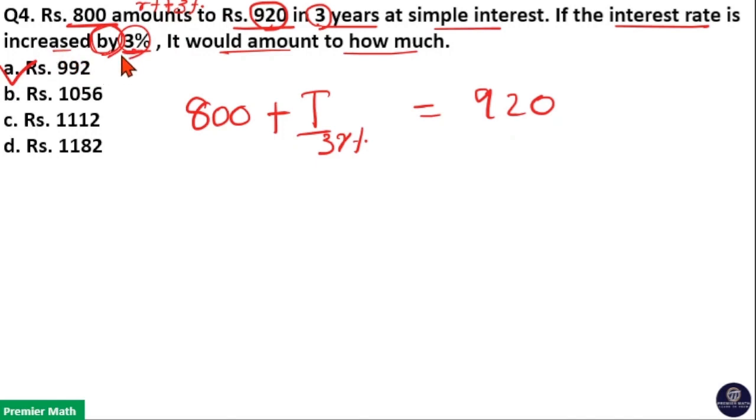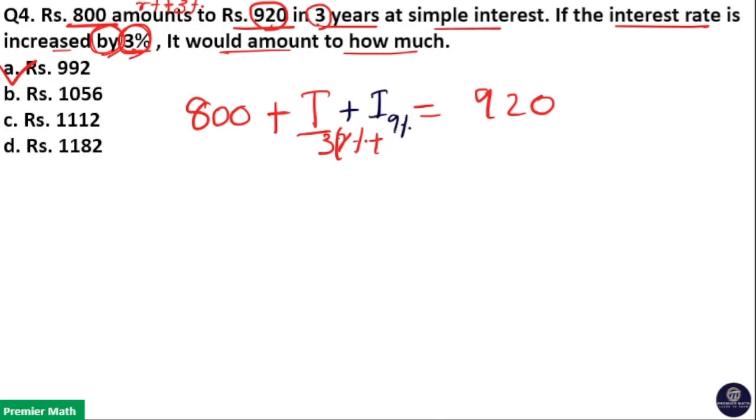Now here, increment in rate is equal to 3% for 3 years. Here already 3 years is written. So R plus 3% is the new increment in rate for 3 years. That means here we need to add extra interest for this 3% for 3 years. That is, I will add this as extra interest for 9%.